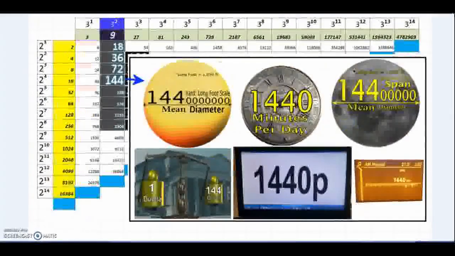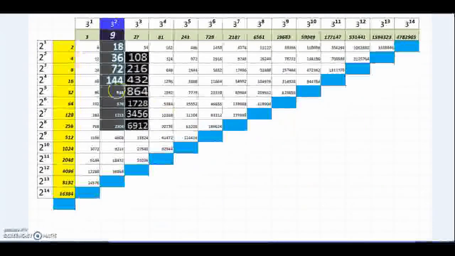So we went through these numbers, and links will be in the description. Went through 108, 216, 432.